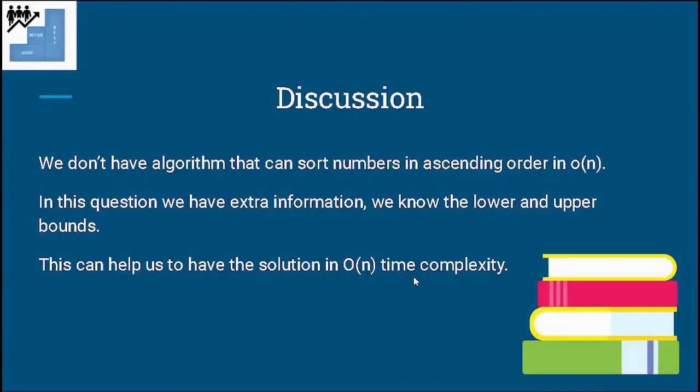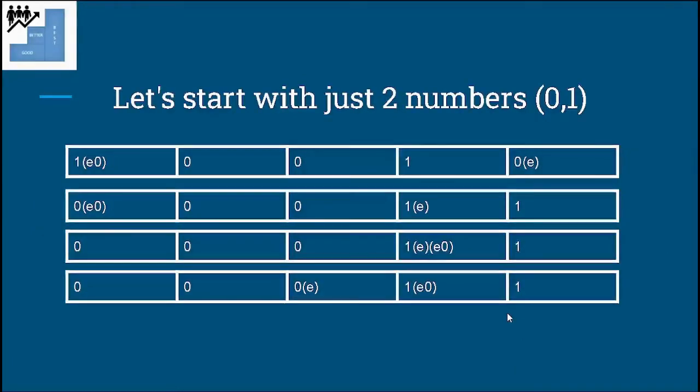So we don't have an algorithm that sorts the elements of the array in O of n time complexity. But in this question, we have a little extra information. We know that 0 and 2 are the bounds on the numbers in the array. And using this information, we can design an algorithm to have this ascending order arrangement in O of n time complexity. So let's see how we can do that.